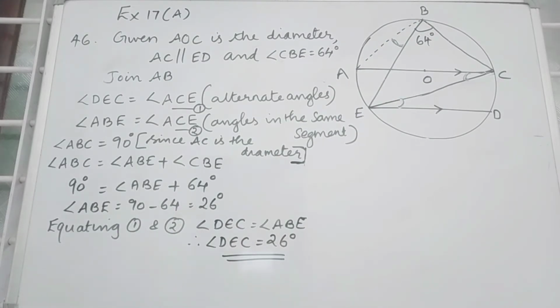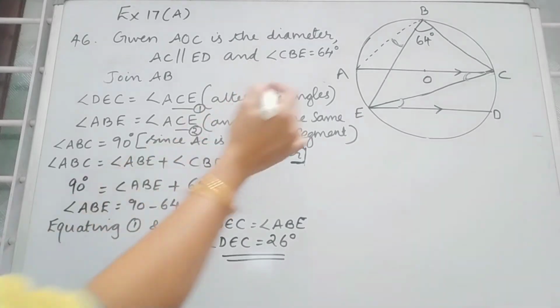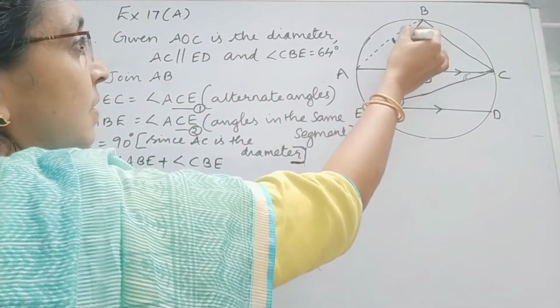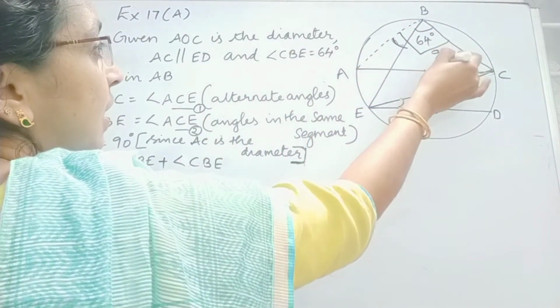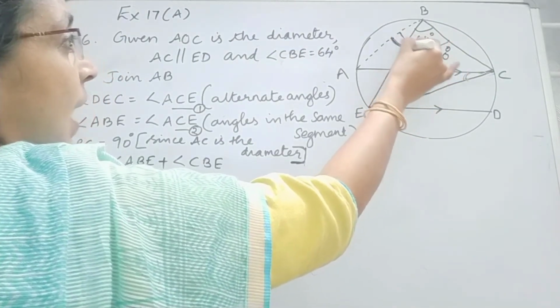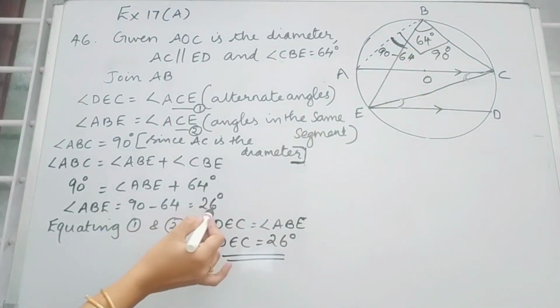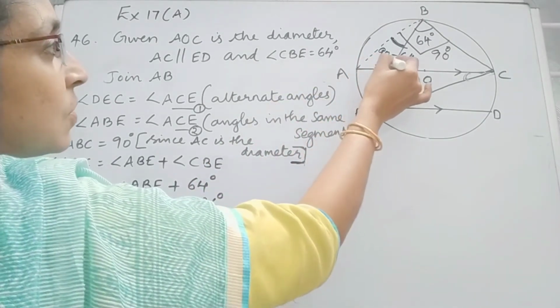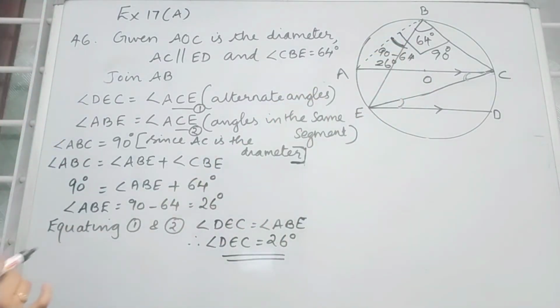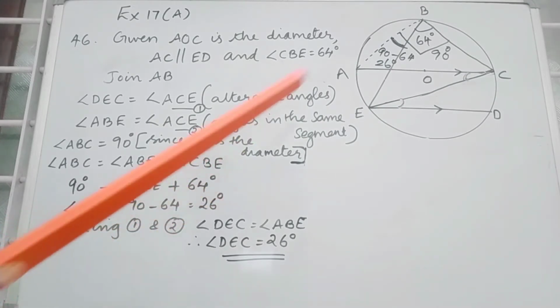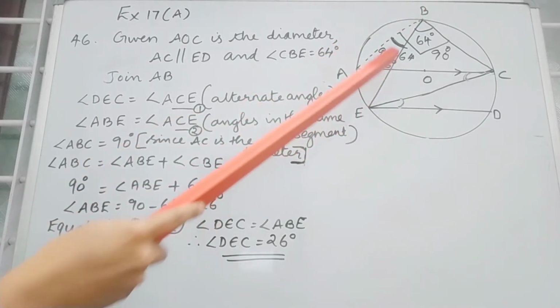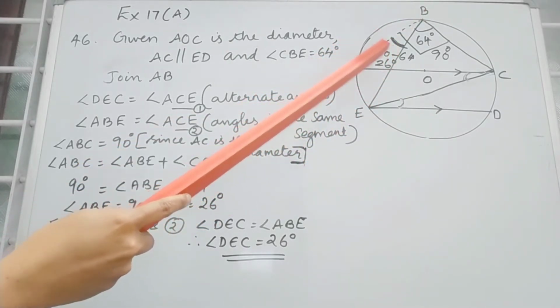So how can we find ABE? This total angle we got as 90 degrees. So what about this remaining angle? That will be 90 minus 64, which is equal to 26 degrees. So this angle ABE will be 26 degrees.